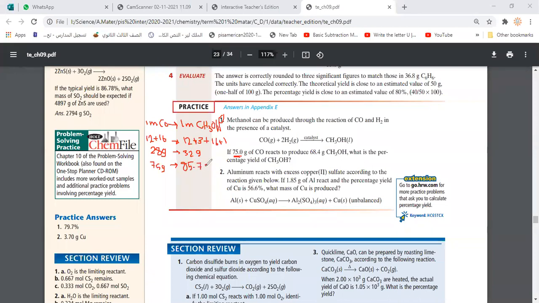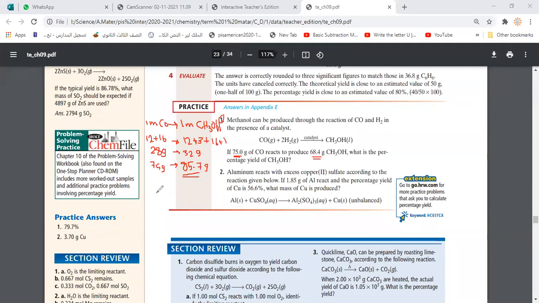85.7 gram. So that means if I'm starting the reaction with 75 gram of carbon monoxide, I'm supposed to get 85.7 gram of methanol, yes? Yes. But the actual amount that you get of methanol is 68.4. So that means it's less than what I expect, yes? Yes. So I need to find how much percentage this represents of the theoretical one.